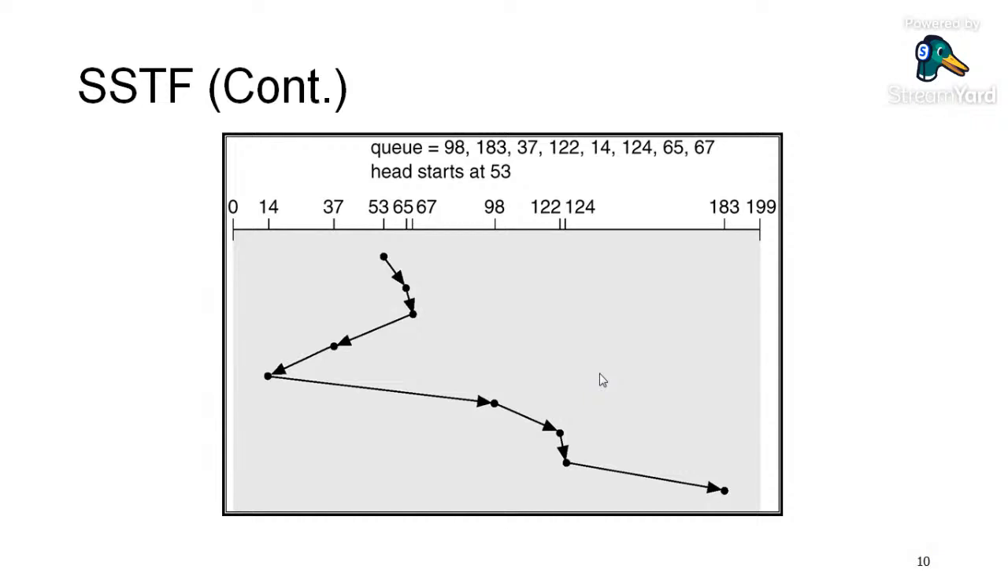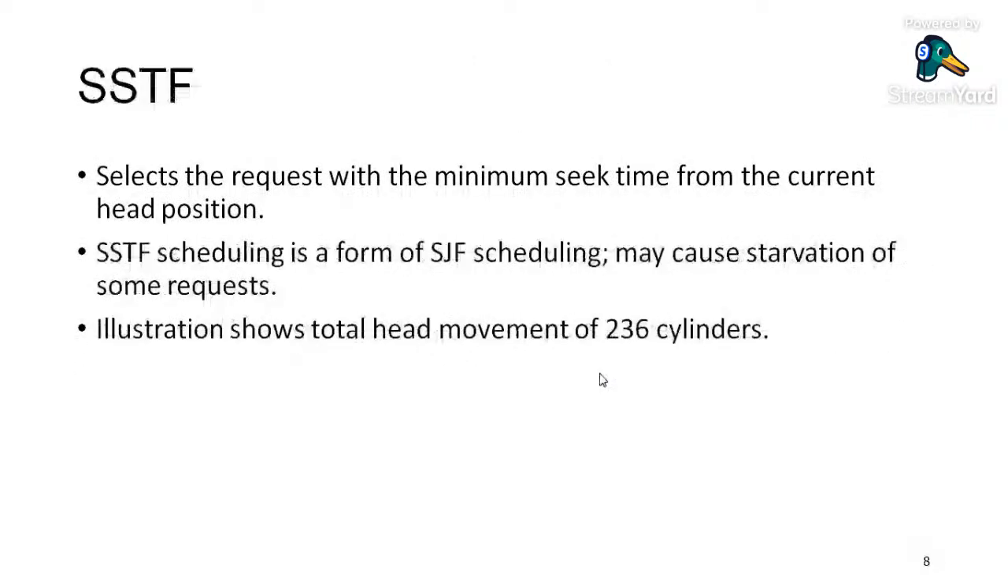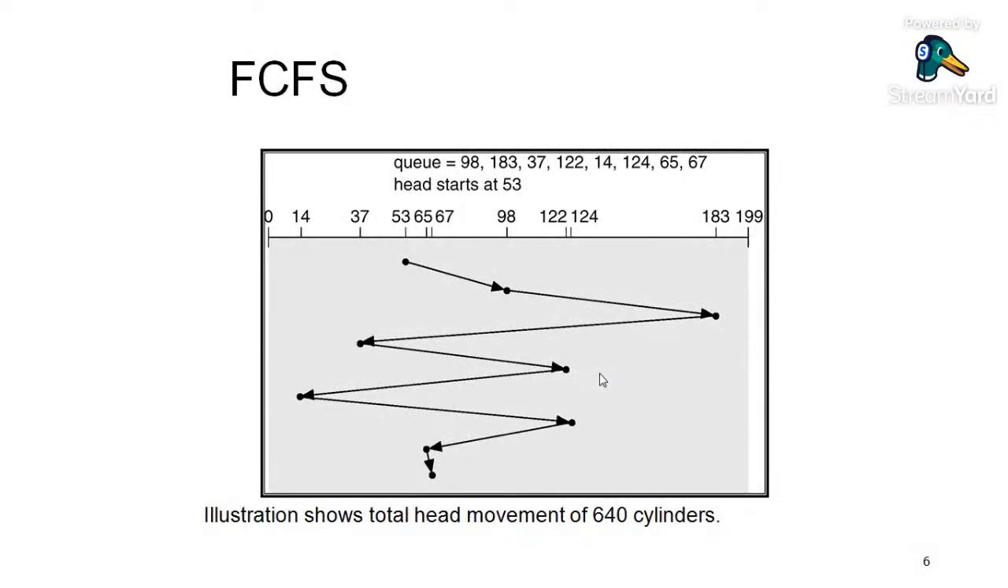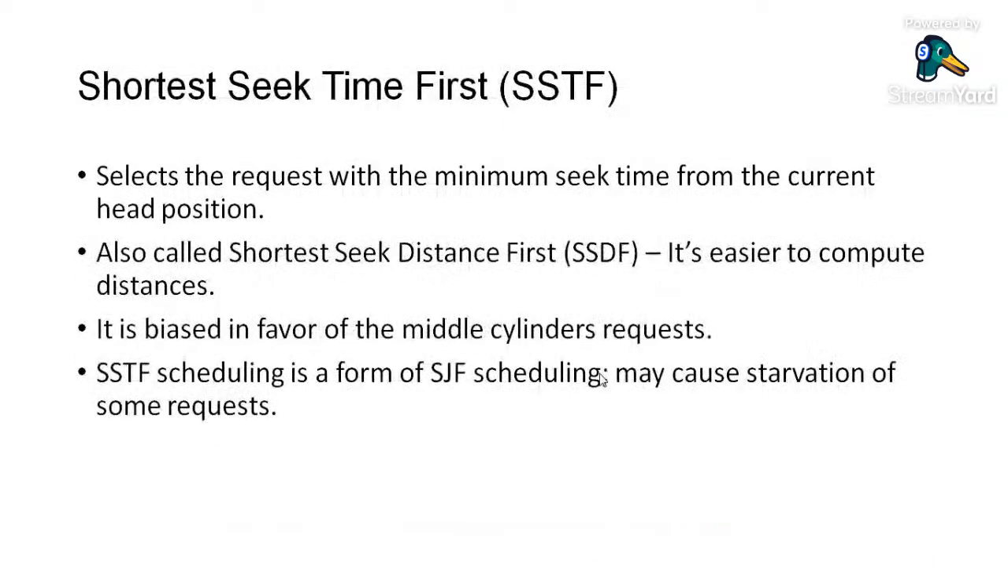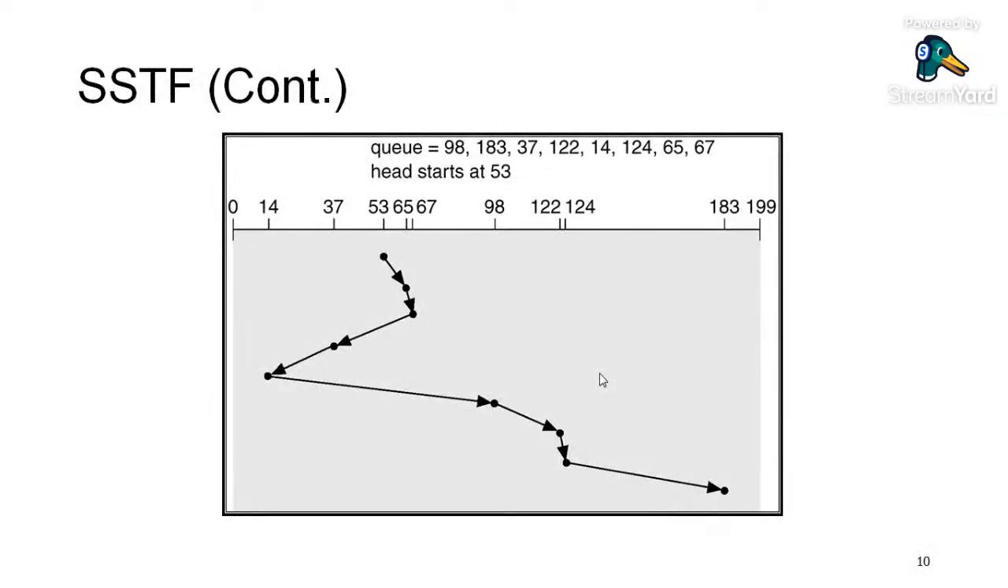And what is the current head position? Current head position is 53. Now start from the 53. Now see the difference in these two algorithms. In first come first serve, it will move directly from 53 to the first request, that is 98. Whereas in this one, though 98 is the first request, it is not going to serve it.